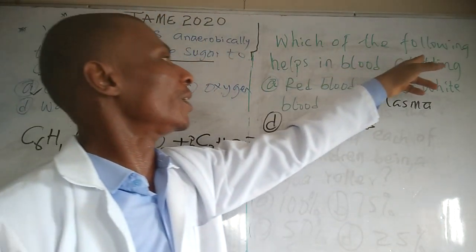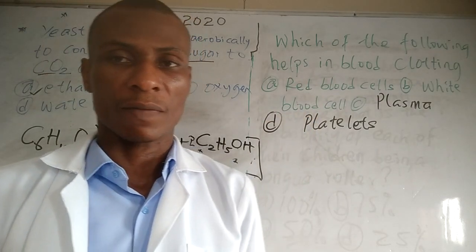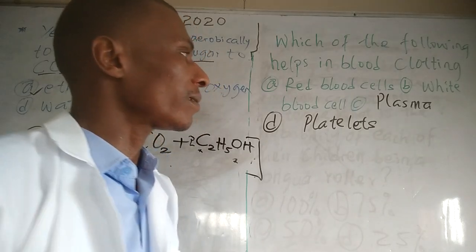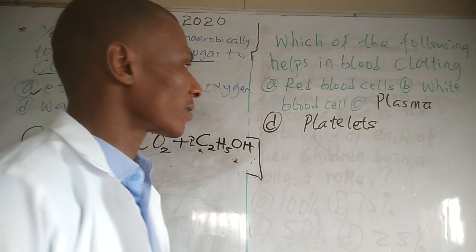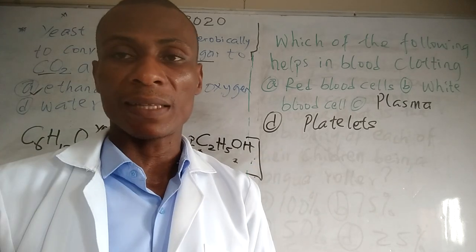We also have another question here. Which of the following helps in blood clotting? Which of the components of the blood helps in what? Blood clotting. Option A, red blood cells. Option B, white blood cells. Option C, the plasma. And option D, the platelets.